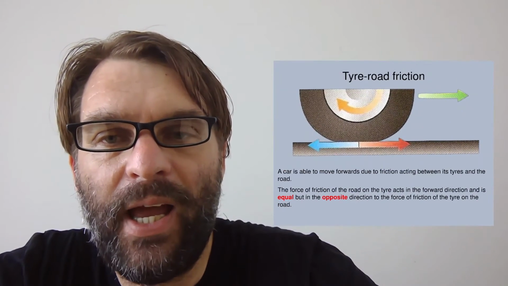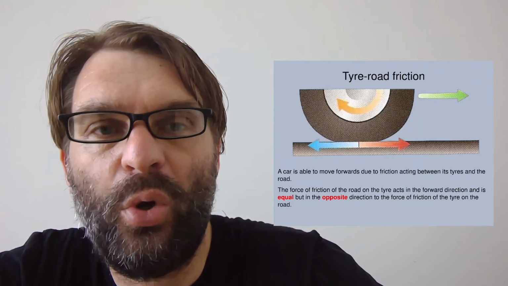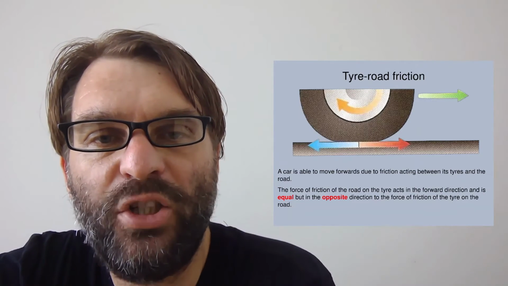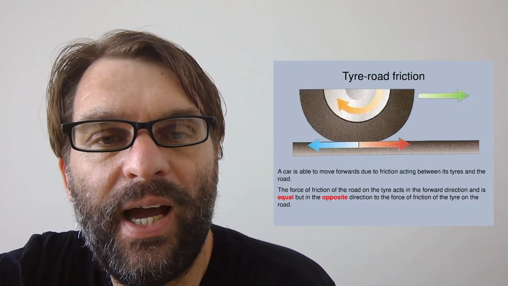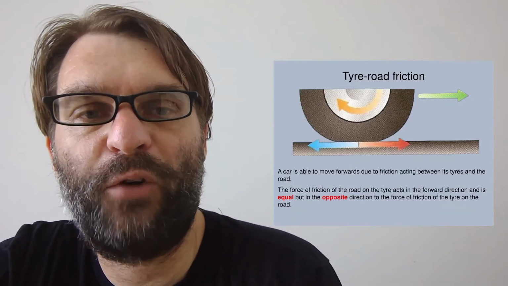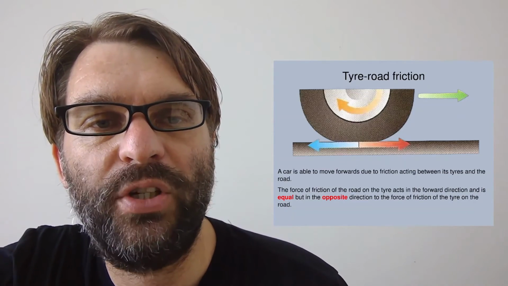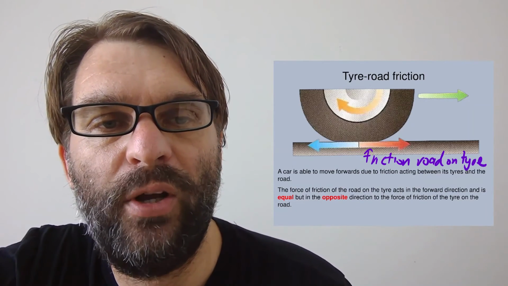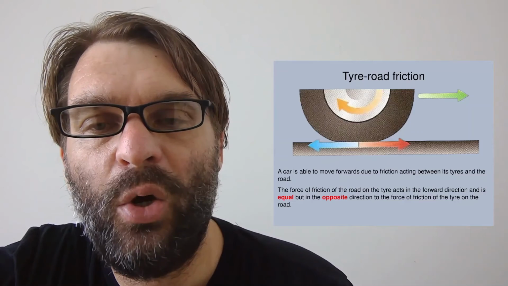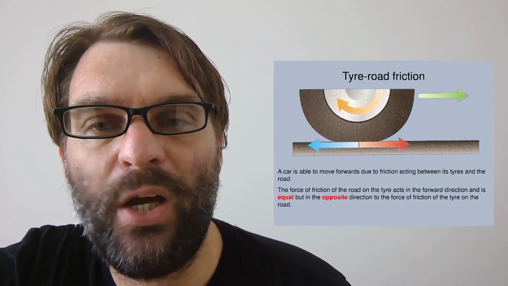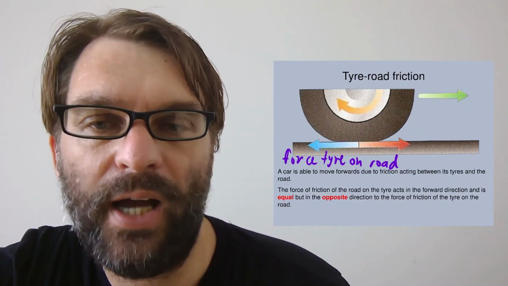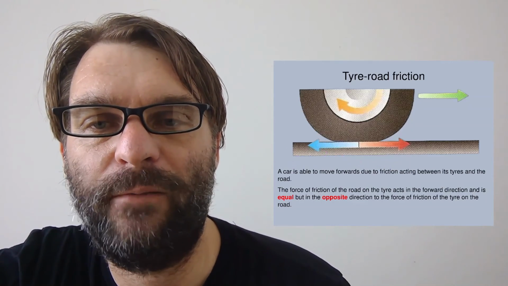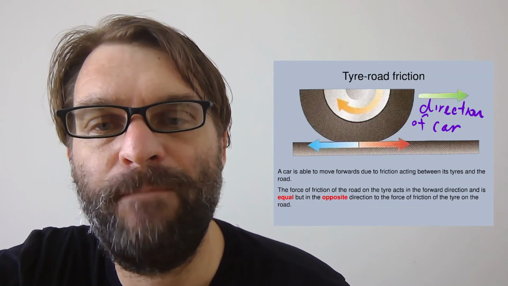And finally, the third example of Newton's third law is tyre road friction. So a car is able to move because of the friction on the road, and it's the forces acting between the tyres and the road. So the force of friction on the road acts in the forward direction, which is equal and opposite to the road acting on the tyres. Equal and opposite. Every action force has an equal and opposite reaction force.